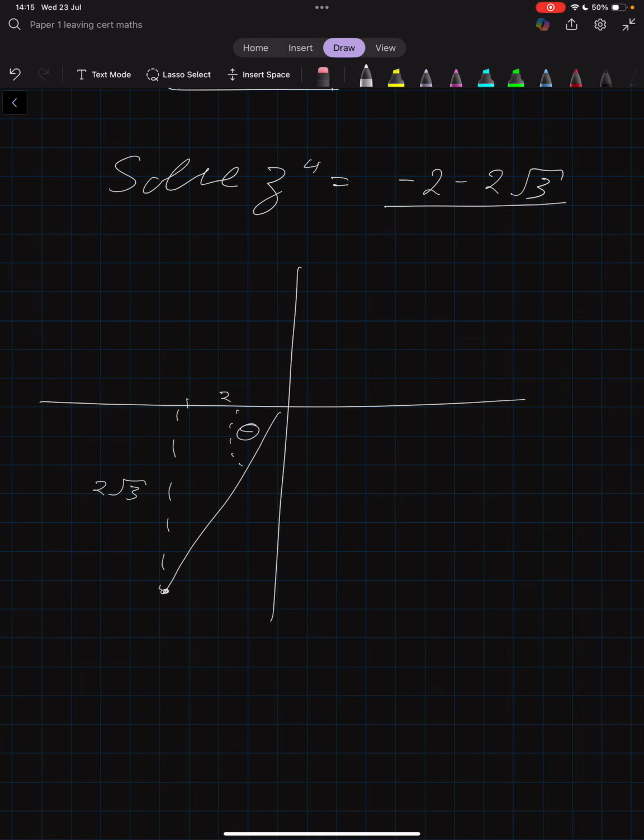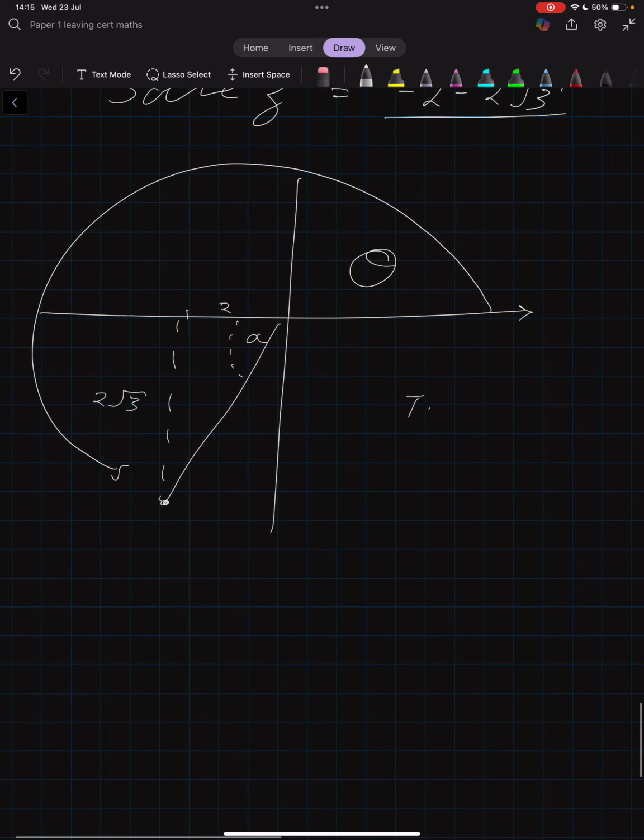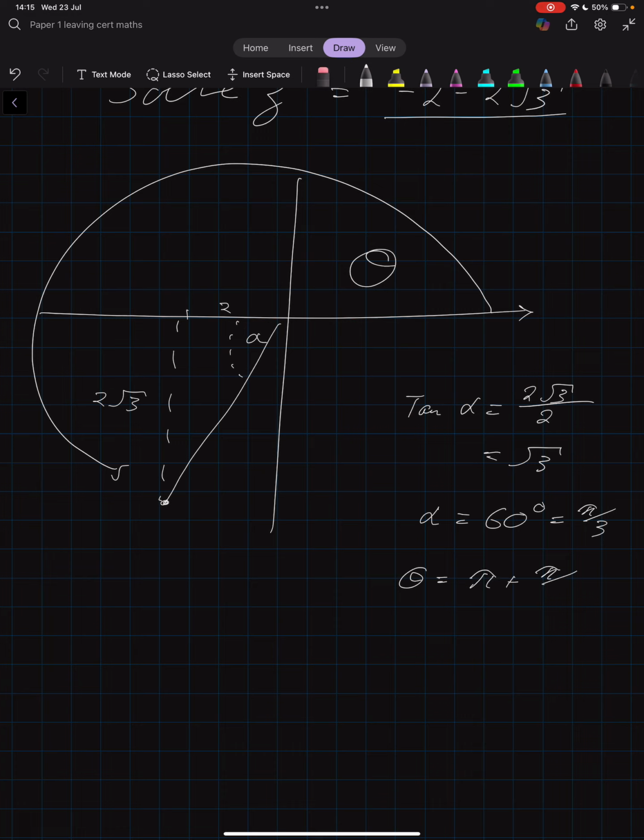Angle here, okay, so sorry, I won't use theta, I'll use alpha. Because remember, theta is this angle here, from this axis all the way down here. This is theta. So alpha, I can say the tan of alpha is the opposite, which is 2 root 3 over 2, which is root 3. So alpha is just going to be 60, which is pi over 3. So theta is going to be pi plus pi over 3. So theta is just 4 pi over 3.